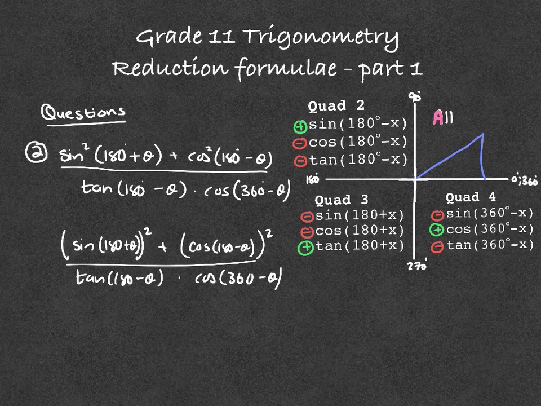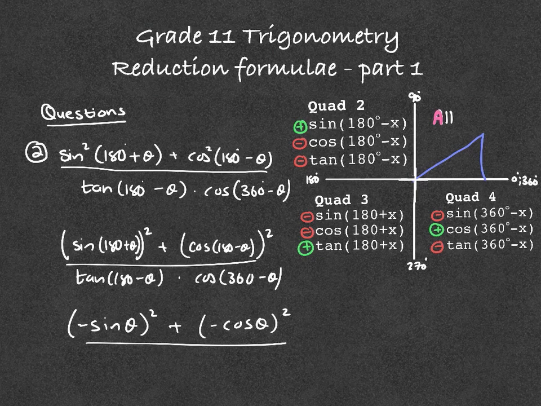The first one, sine 180 plus theta, is in the third quadrant, so sine is negative there. So that's minus sine theta squared. Then cos 180 minus theta is in the second quadrant. Sine is positive there, cos is negative. So it's minus cos theta squared. And then on the bottom, tan 180 minus theta is in the second quadrant. Sine is positive there, tan is negative, so that is minus tan theta. And then times cos 360 minus theta, which is in the fourth quadrant. Cos is positive there, so that is positive cos theta.